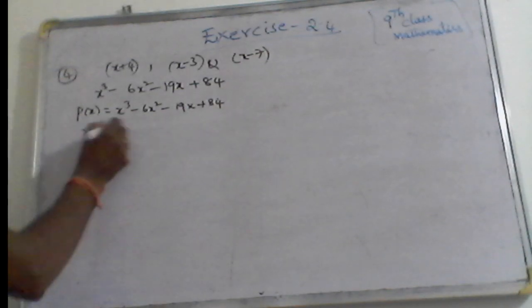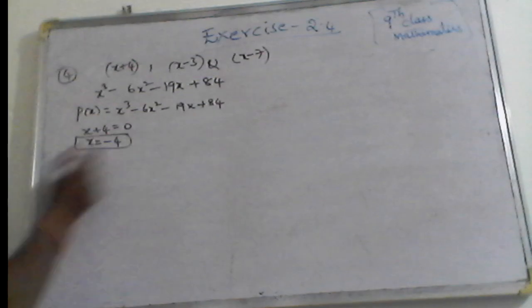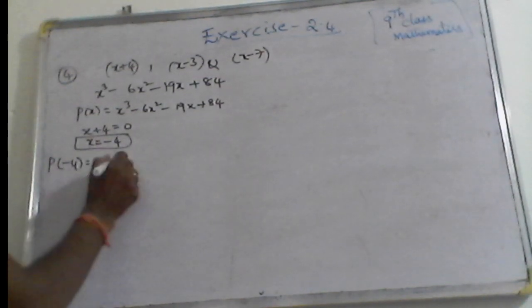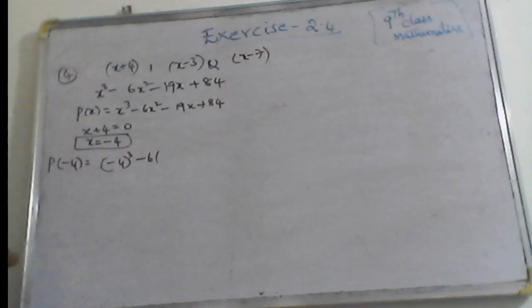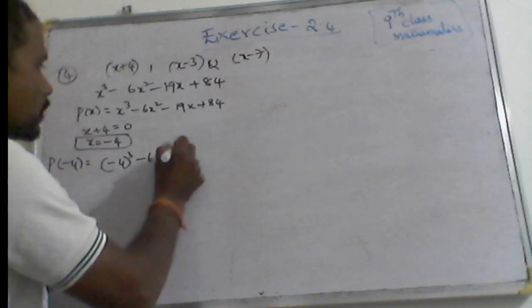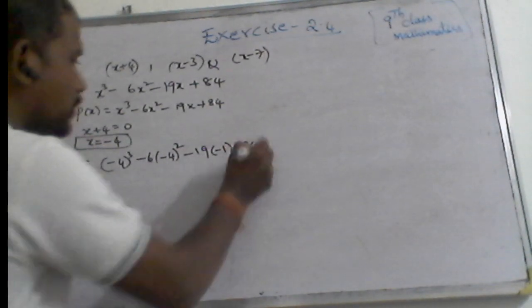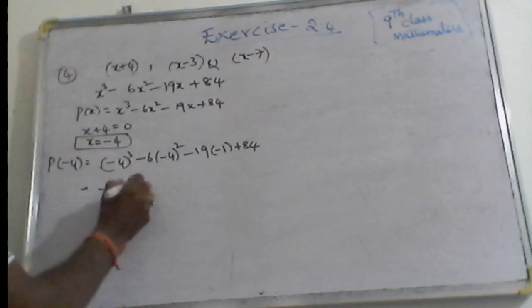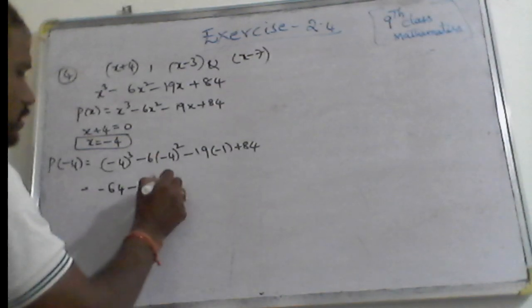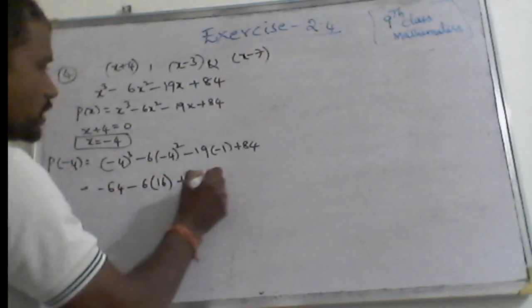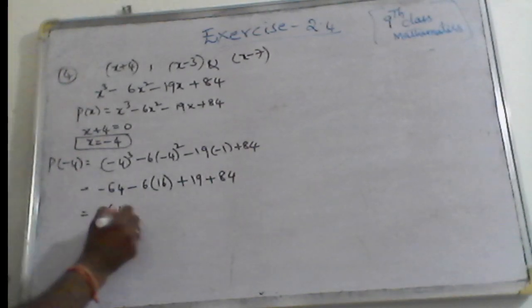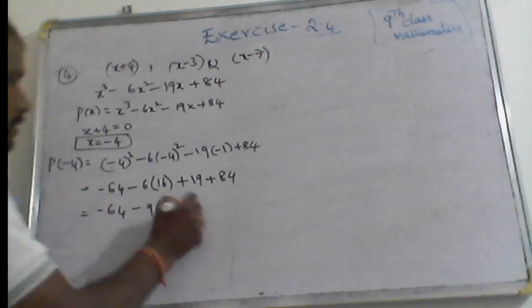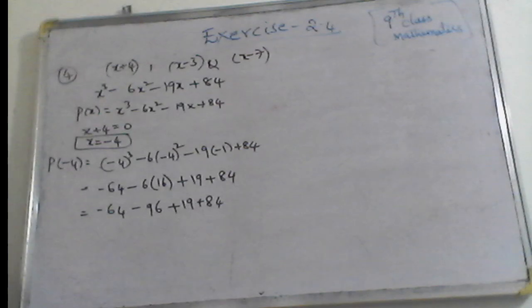So x plus 4 is equal to 0, x equal to minus 4. So p of minus 4 equals (minus 4) whole cube minus 6 of (minus 4) whole square, minus 19 of minus 4, plus 84. So (minus 4) whole cube is minus 64, minus 6 of 16 is minus 96, plus 19 times 4 is plus 76, plus 84.